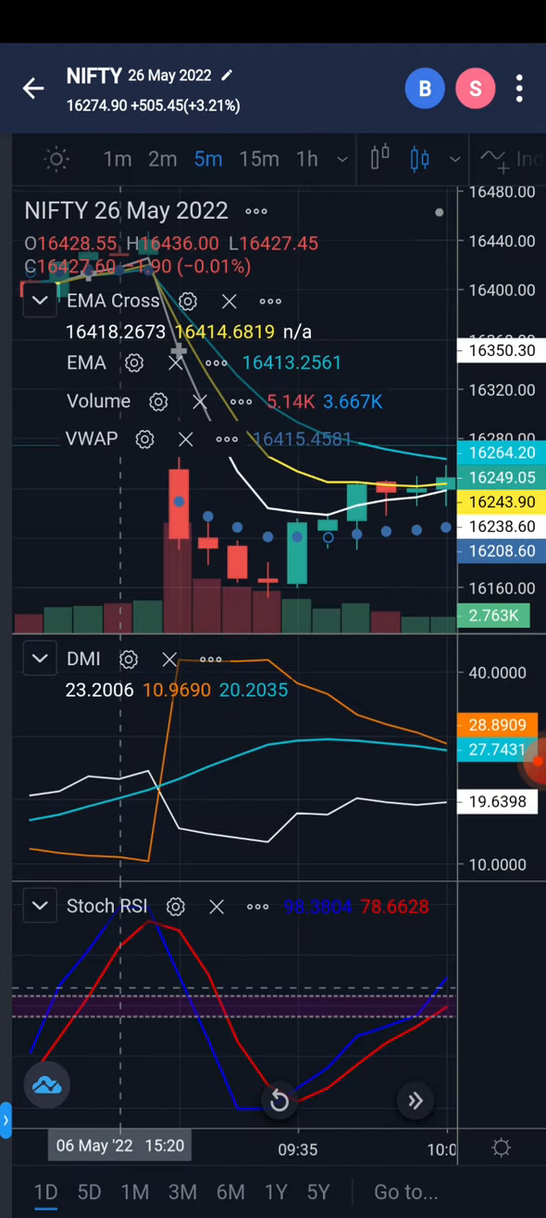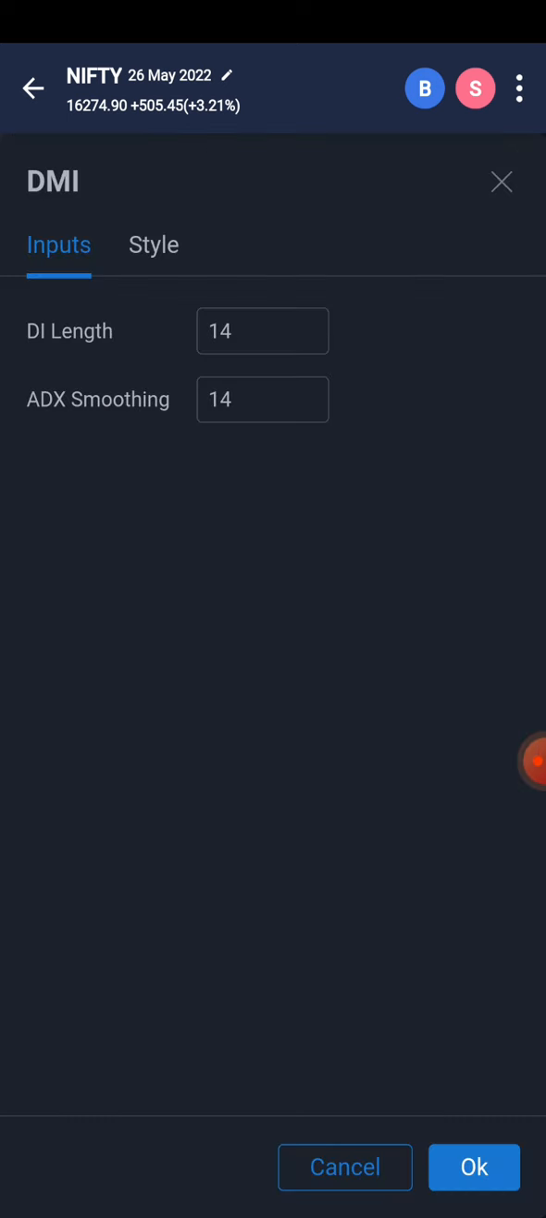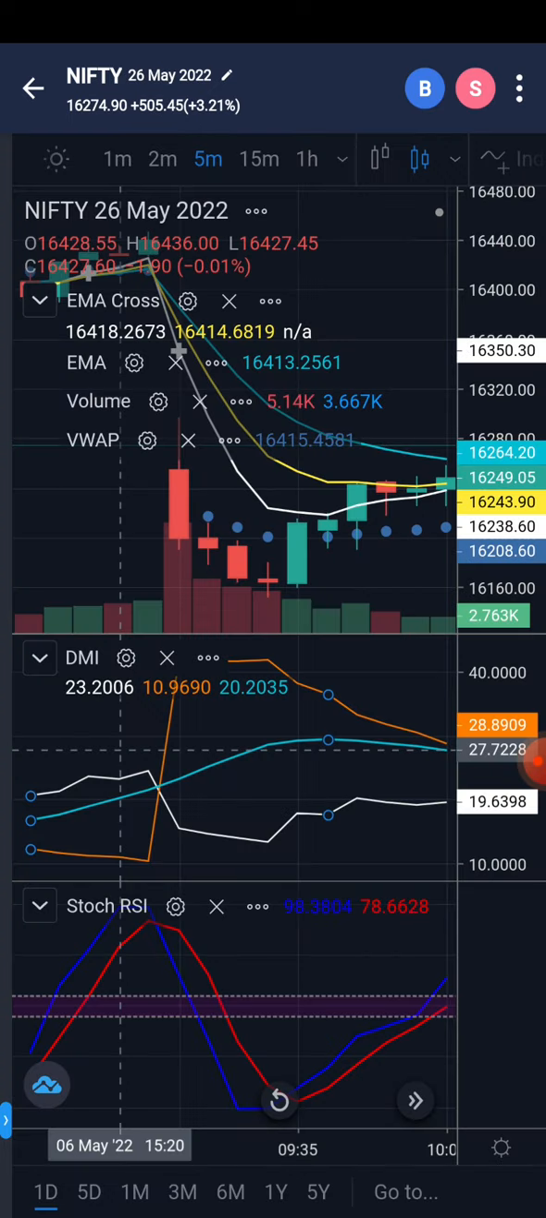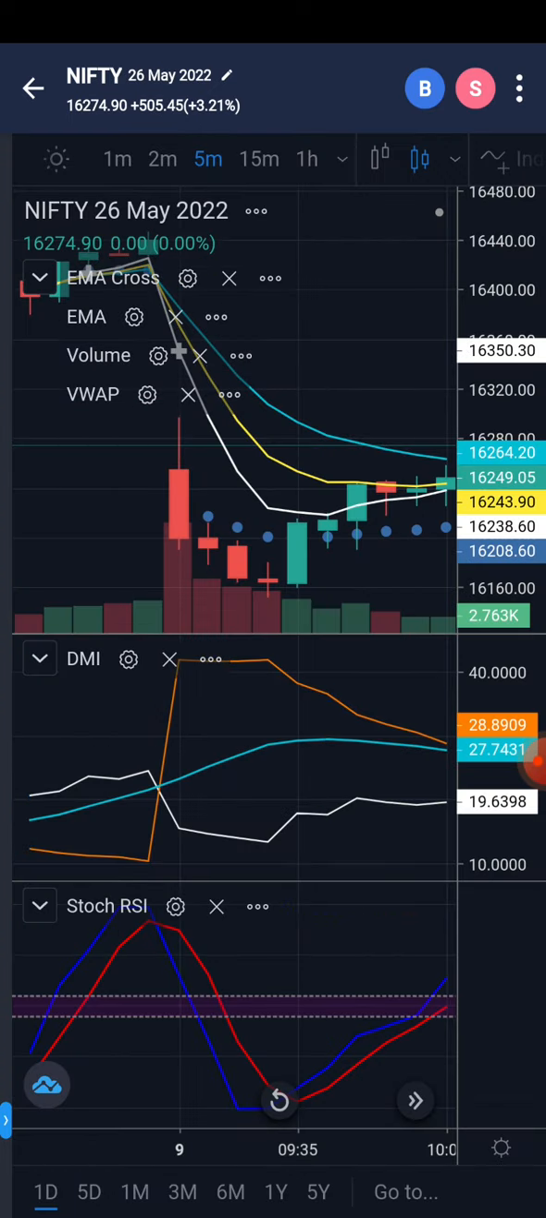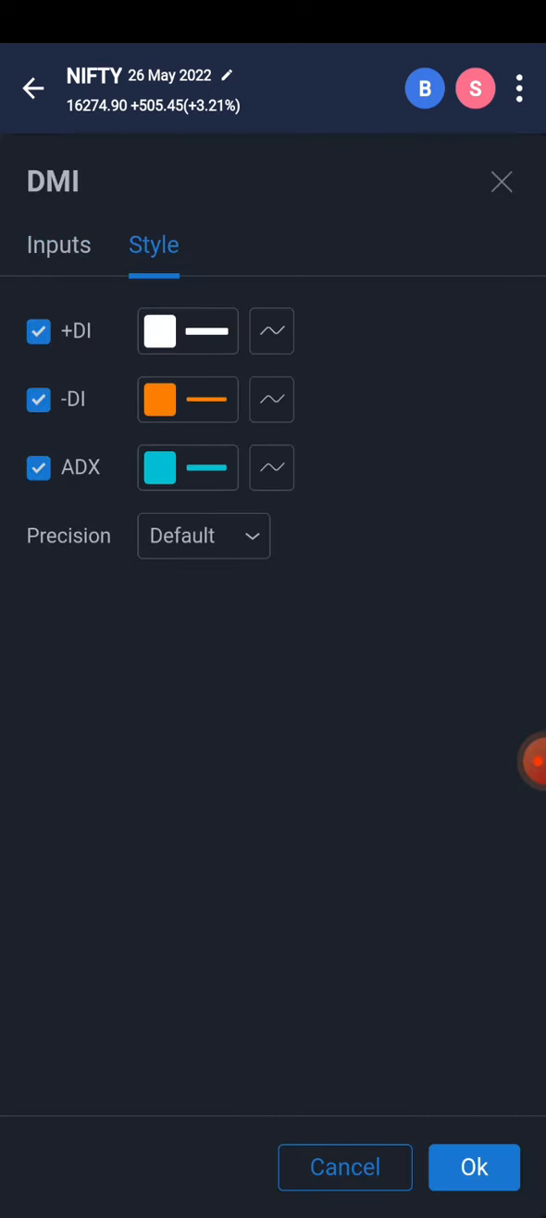Coming to the next window, this one is the DMI, where you can see the default setting of 14 days length, and ADX smoothing is the 14 days. The white line is the D plus, and the red line is the D minus, and the other line is the ADX.